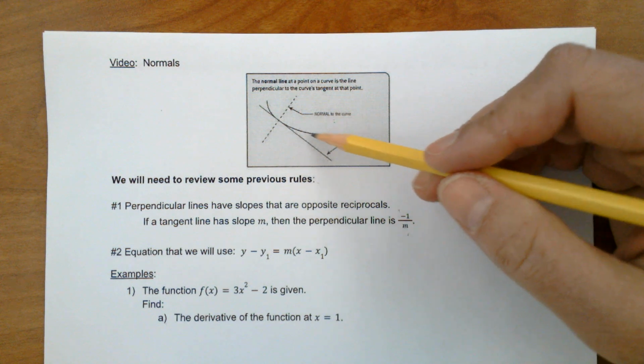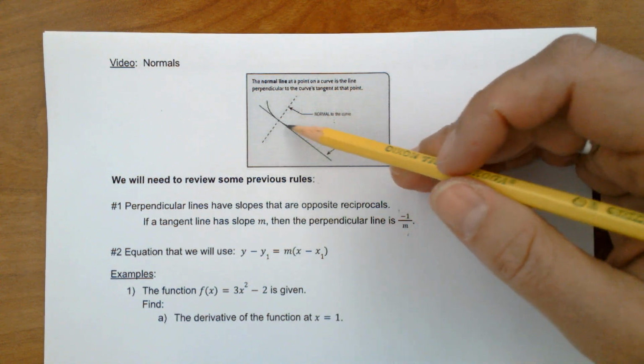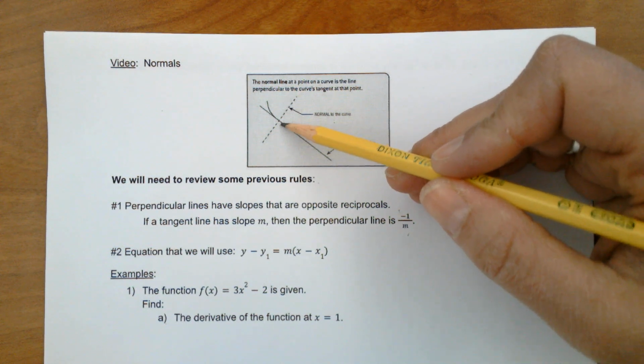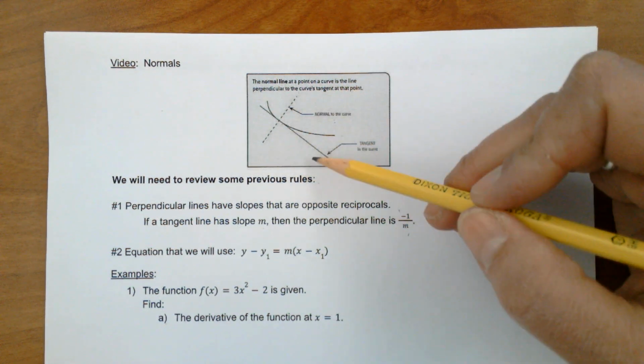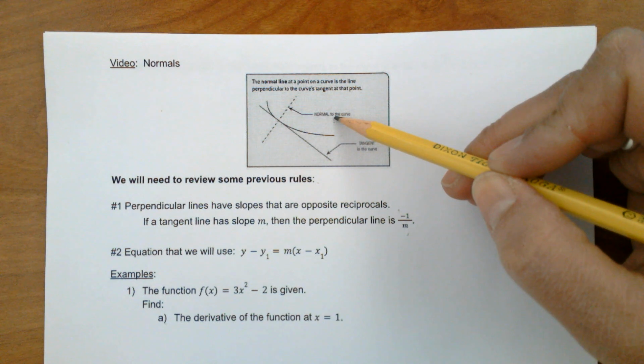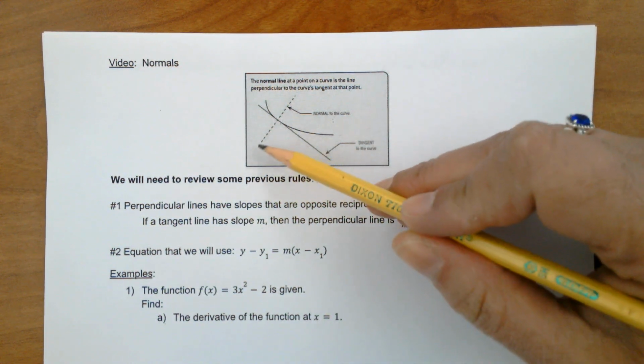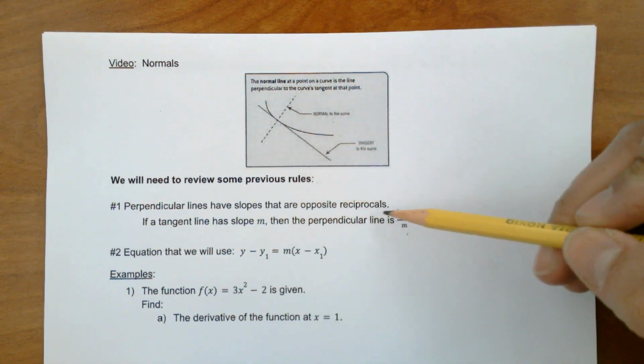We have a curve here, and in my last video we learned about the tangent. A tangent line comes and it touches that curve. Well, if we drew in a perpendicular line to that tangent line, that's called the normal to the curve. We need to review some previous rules before we find the equation to this normal line.